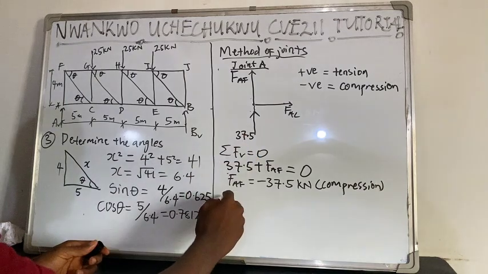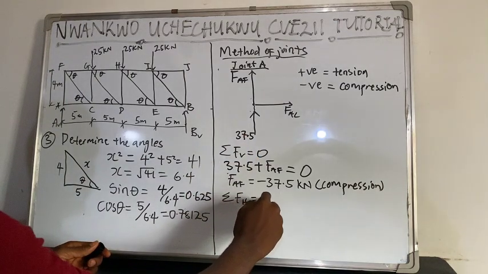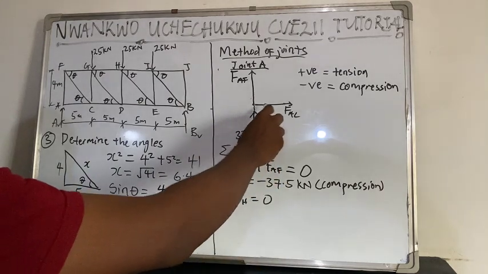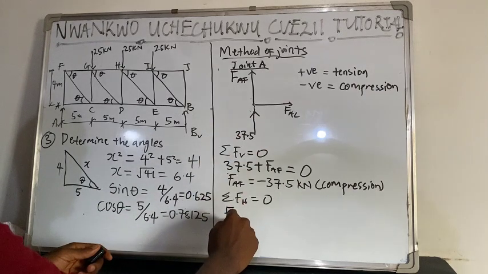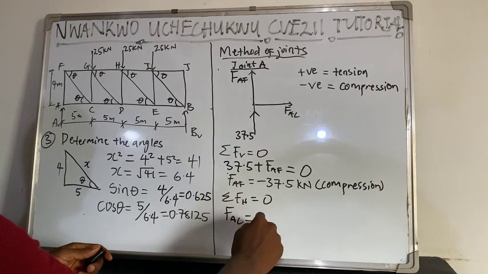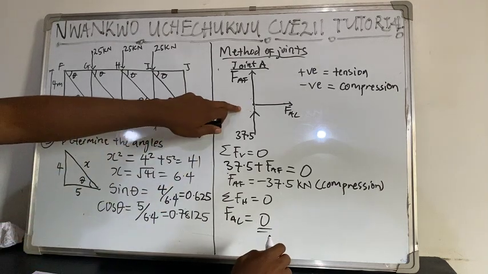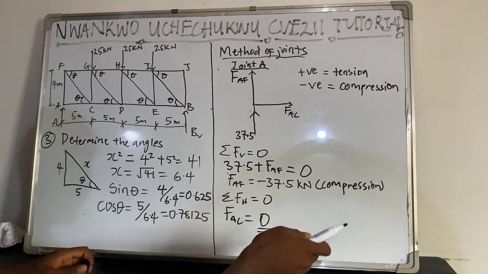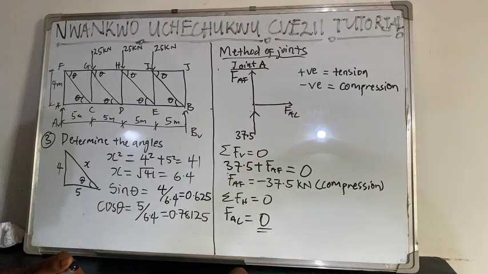Then we do summation of horizontal forces is equal to zero. So we have that this is the only horizontal force we have. There's nothing here. So FAC is equal to zero, because there is no force acting on this side. So it's not compression or tension. There's no force acting in that member.